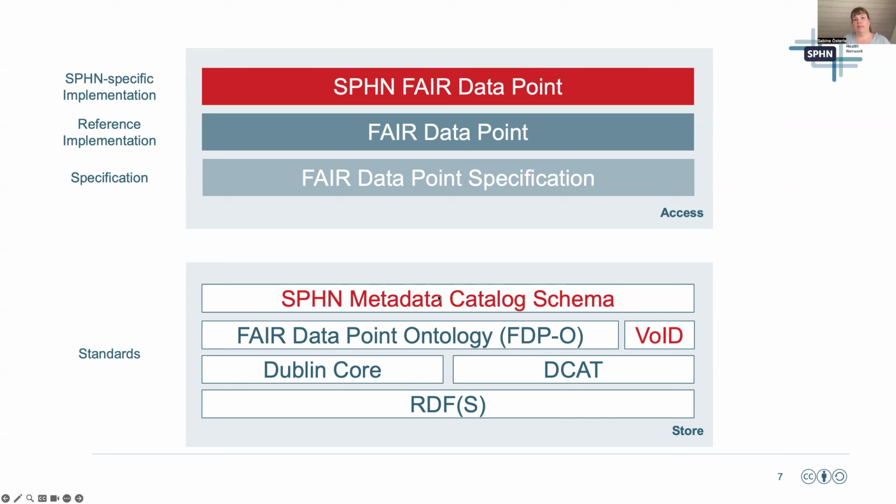We also extended the FAIR data point ontology with what we call the SPHN metadata schema by additional elements, which we actually got as a feedback from our users that they are very important to describe their data sets. Similar on the technical side, we extended the reference implementation to fit our need, and that is actually what is the SPHN FAIR data point.